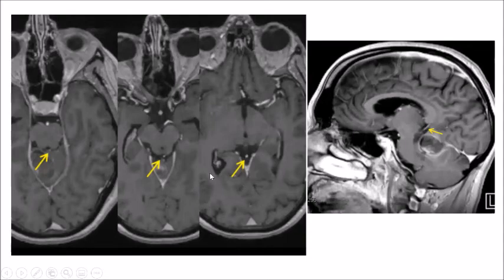Let me show you this right here. So here's your precentral cerebellar vein. You can see this on the MRI. You have a lesion here in the superior cerebellum. Here's a good visualization of the precentral cerebellar vein.